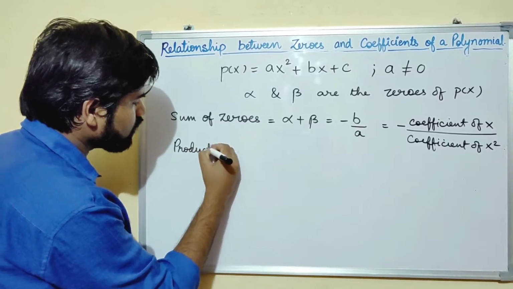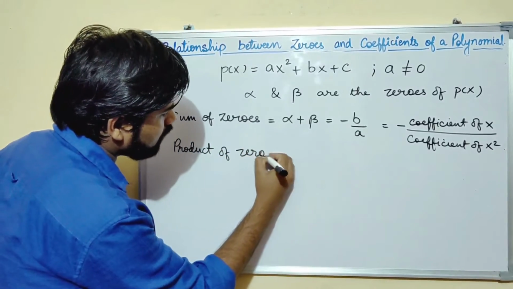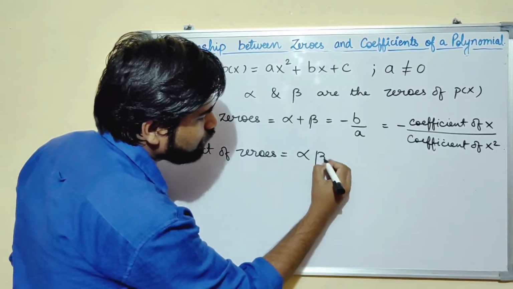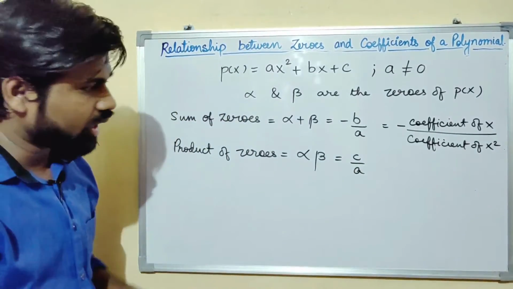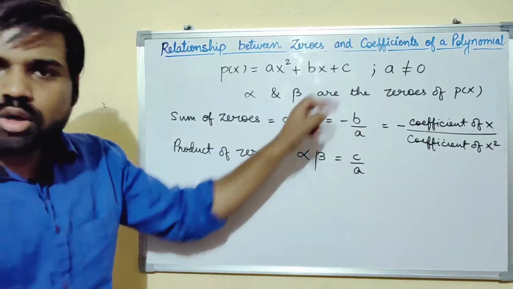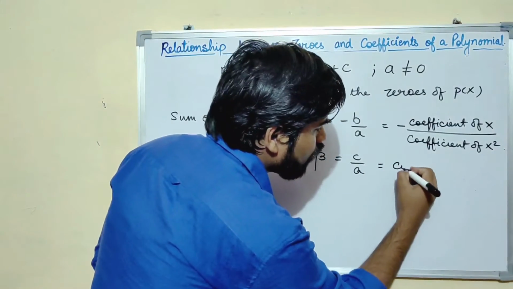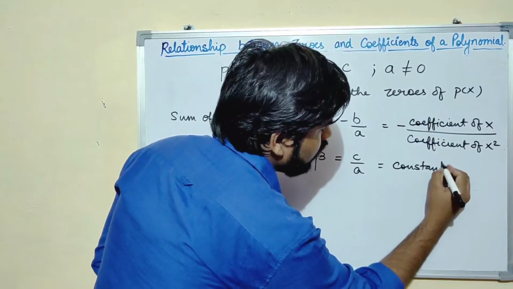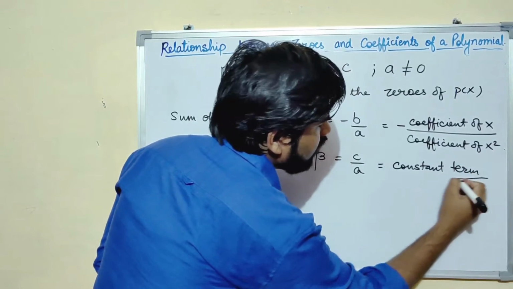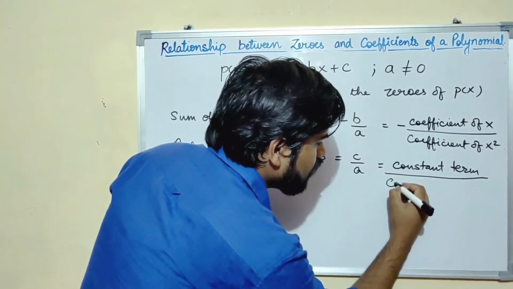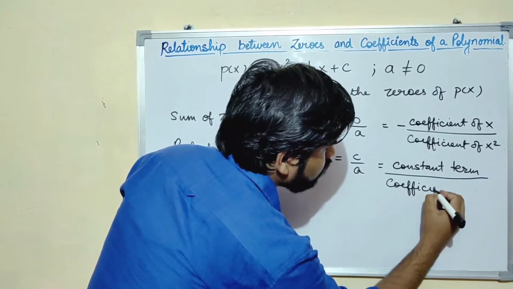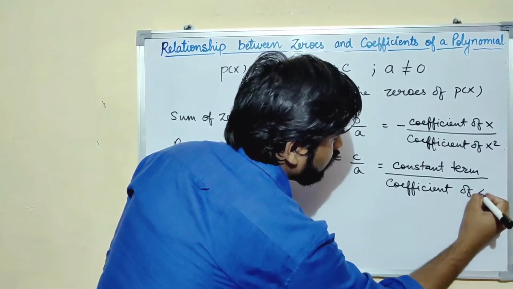Similarly, we got the product of zeros. Product of zeros can be represented as alpha beta, which was equal to c upon a. c is the constant term, and a is the coefficient of x square.